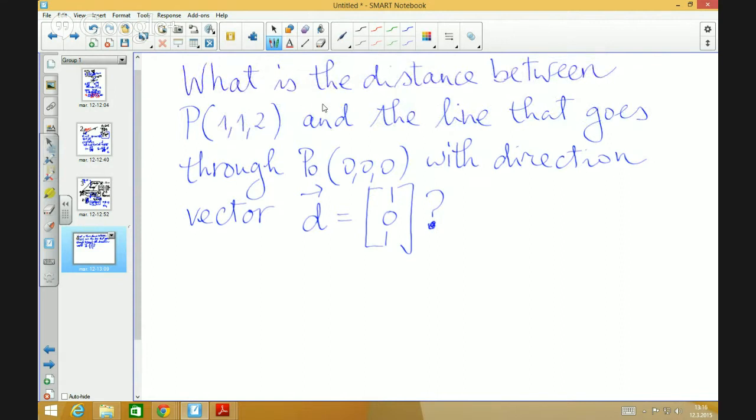So the question is the one that you can all read, and I'm sure that the people at home are very eager now to put their pens and papers and neurons at work. So the question is, I give you a point, and it's 1, 1, 2. And I tell you that there is a line that goes through the origin, 0, 0, 0, with a certain direction vector. And now my question to you is, what is the distance between the point P and that line?